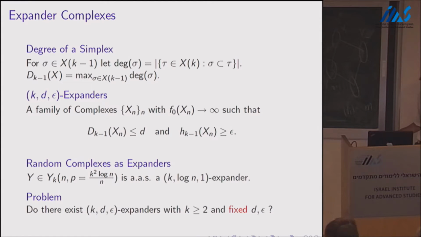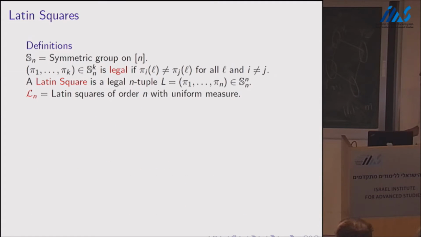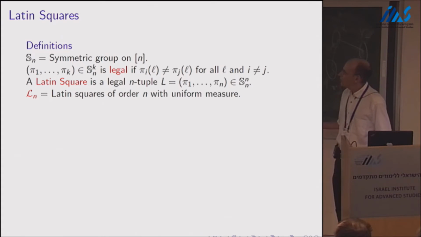Now, the question is, do there exist (k, d, epsilon) expanders with k at least 2 and fixed d and epsilon? And the answer is at this point that this is known for any d and epsilon. And I'd like to say a few words about joint work with Alex on d equals 2. So we'll be concerned with d equals 2.